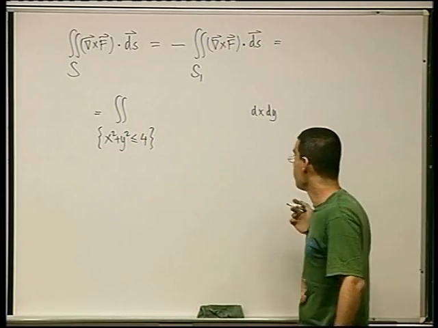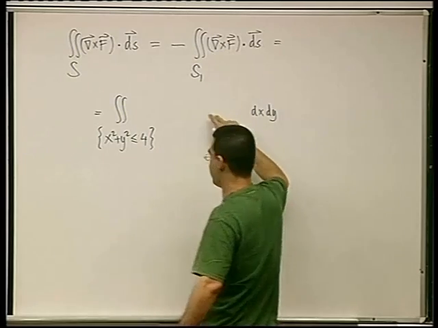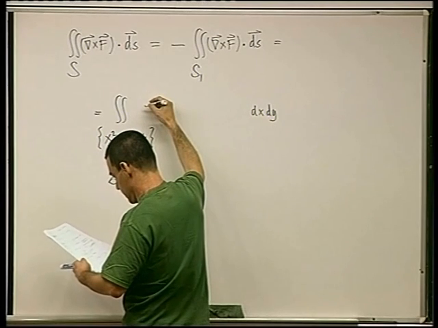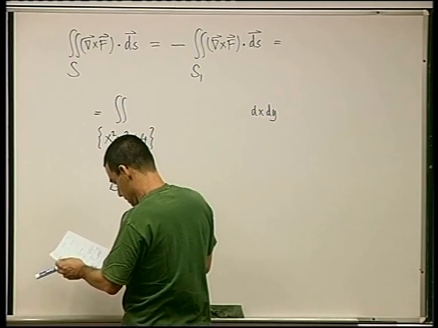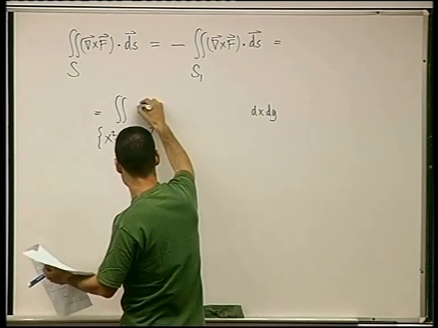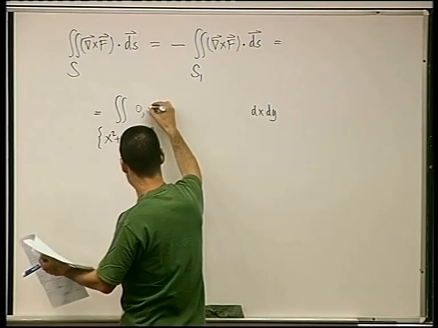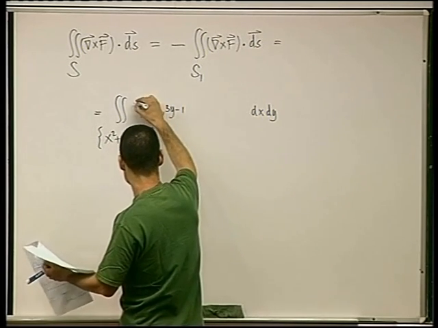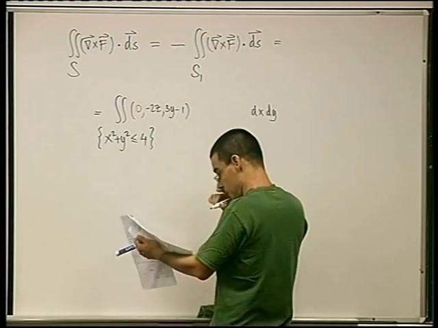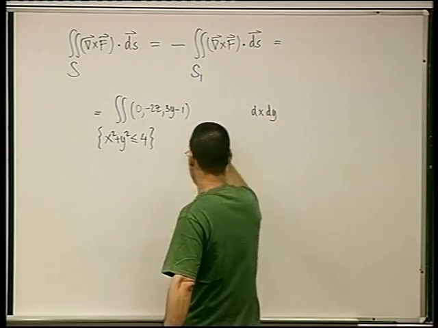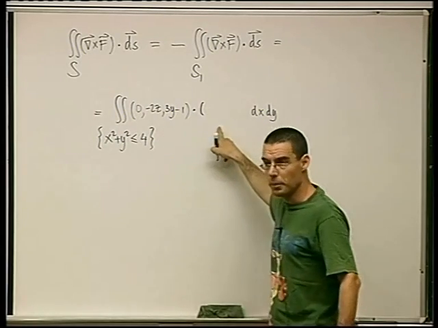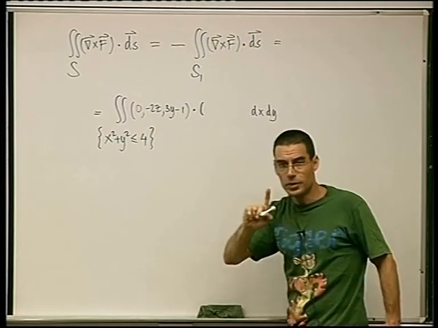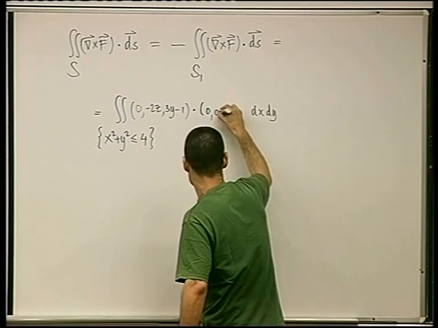So it's dx dy. Now I need to plug in the rotor dot the normal. What was the rotor? What was the curl of f? I'll tell you, because we calculated it like 15 times, except I didn't write it here. It was 0, minus 2z, and 3y minus 1. This was the rotor, and dot the normal. What was the normal? It's not 0, 0, 1. Almost. Right, 0, 0, minus 1.